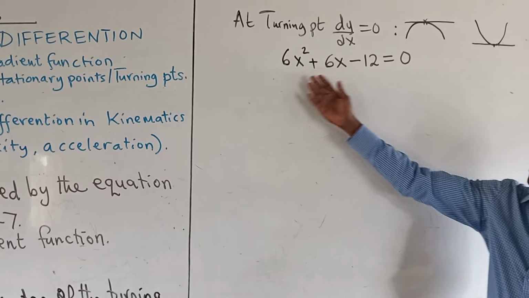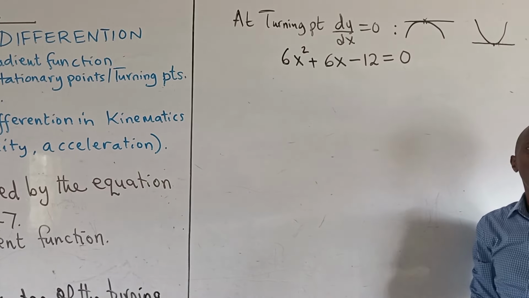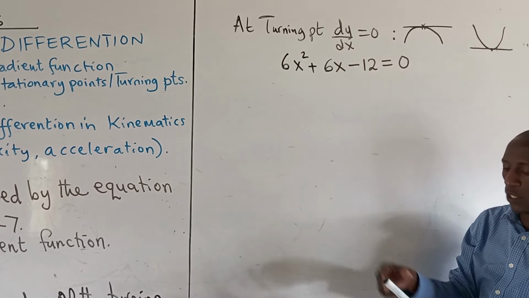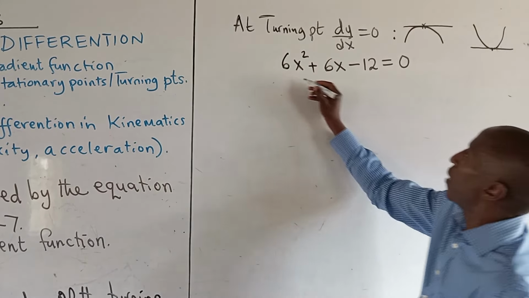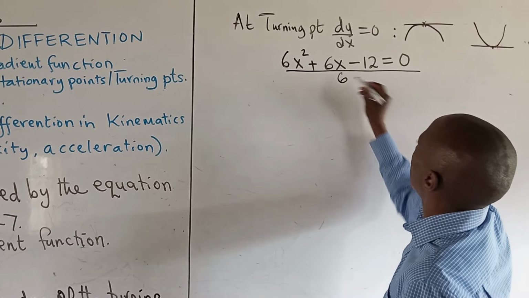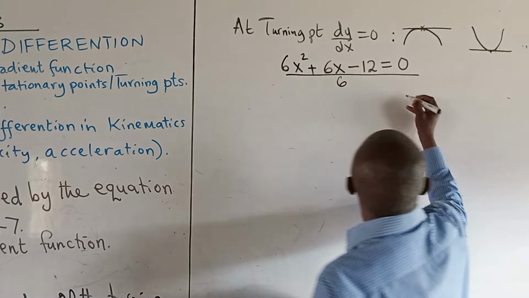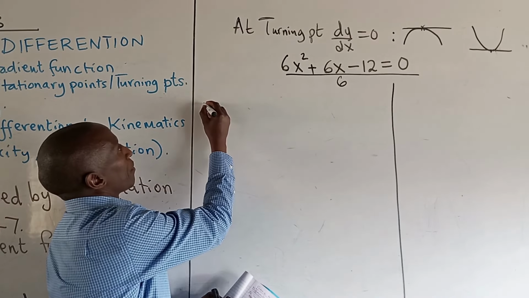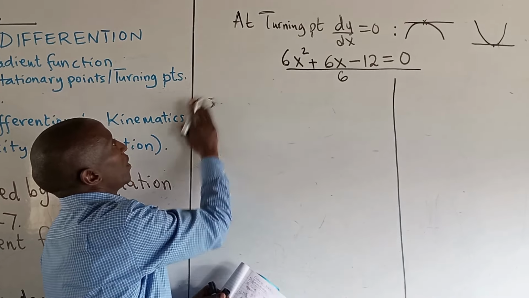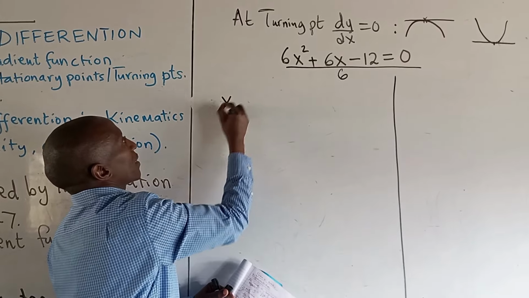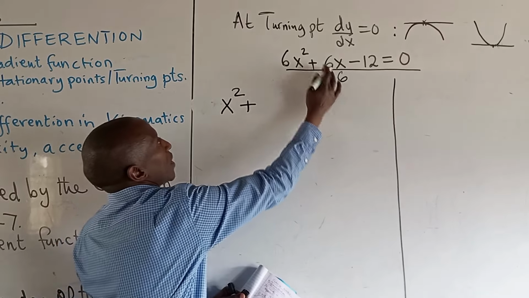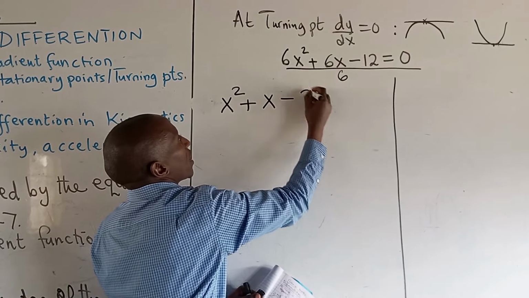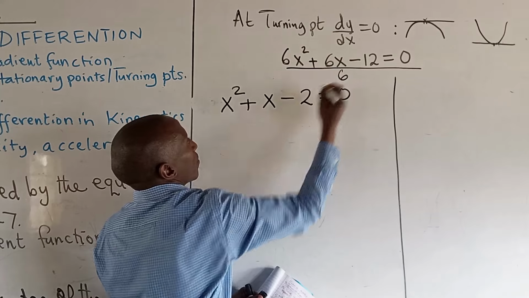However, looking at this, there is a common multiple of 6 which we can divide out to make the expression simpler. So dividing out by 6 throughout, we shall have 3 divided by 6 we get x squared plus, divided by 6 we get 1x, then minus, divided by 6 we get 2 is equal to 0.